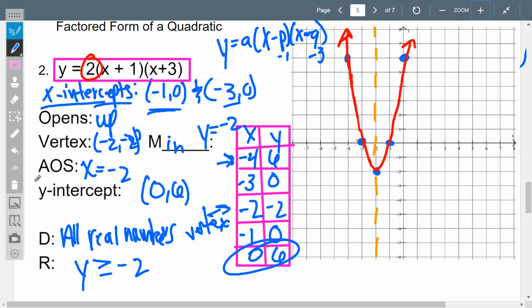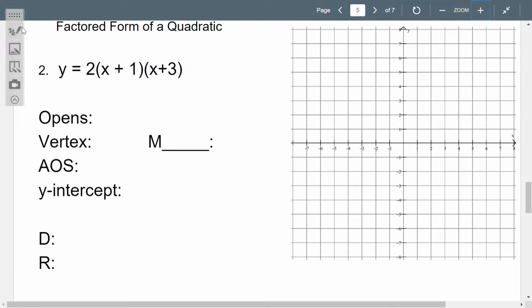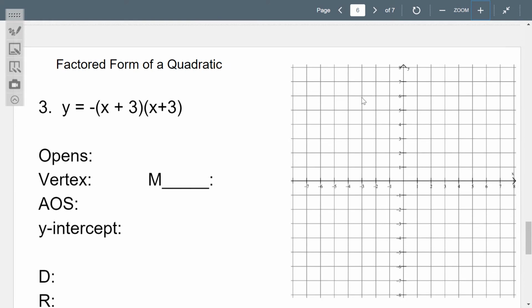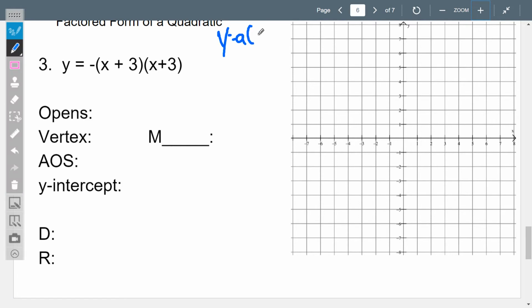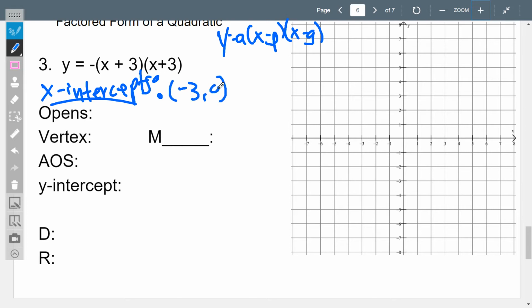And that is our second example. All right, let's take a look at number 3, our last example here. Y is equal to -x plus 3 times x plus 3. So y is equal to a times x minus p times x minus q, where p and q are the x-intercepts. So our x-intercepts here, you'll notice, are exactly the same, -3, 0, and -3, 0. So we actually only have one x-intercept, and it's right here.